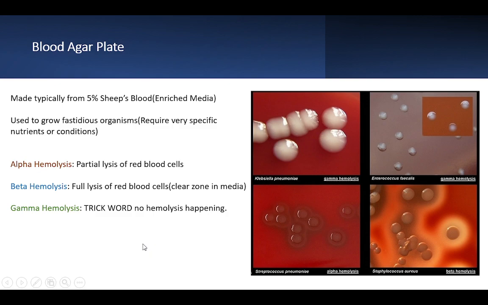The last one is gamma hemolytic. And gamma hemolytic is actually kind of a trick word. It's not hemolytic at all. It is non-hemolytic.